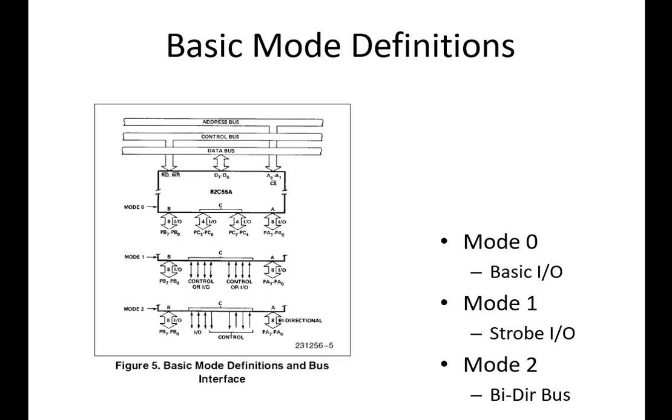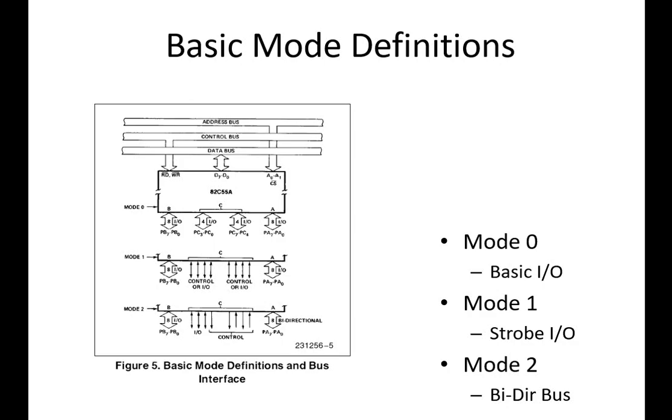Now we will discuss the basic mode definitions. Here in the diagram you can see that mode 0 is basic input output, mode 1 is for strobed input output, and mode 2 is for bidirectional bus. Those modes are very important in PPI interfaces.